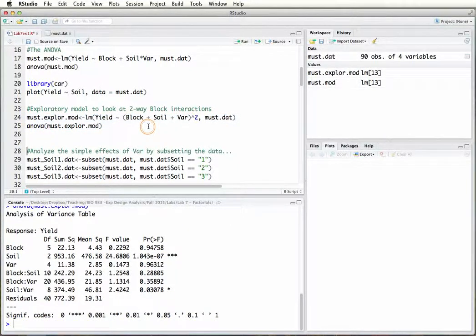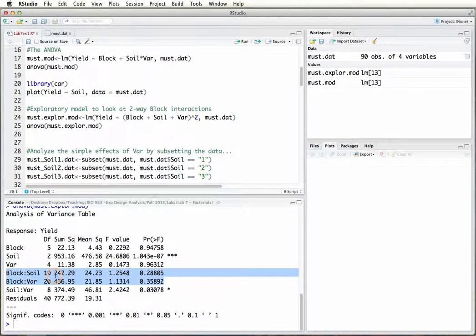When I do that, what you'll see is that in addition to soil, variety, and soil times variety that were in my original model, it's included two other terms, block times soil and block times variety, both of which are non-significant. So it's telling me that my soil and my block are acting additively, which is what I would like to see, and my variety and my block are acting additively.